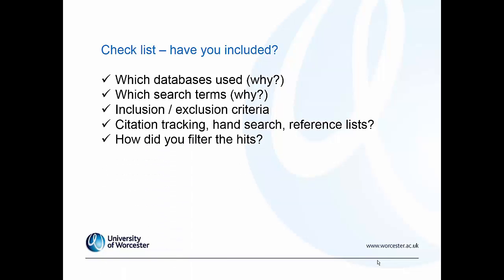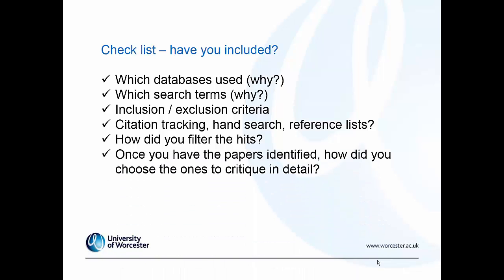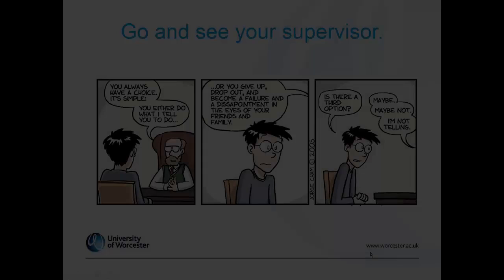How did you filter the hits in those steps? How did you go from the hundreds to the dozens, and how did you choose from the dozens to the few? And once you've the papers identified, how did you choose the ones to critique in more detail? And how will you evaluate them or critique them? Which tool did you use? A good chapter will have ticks against all of those boxes.